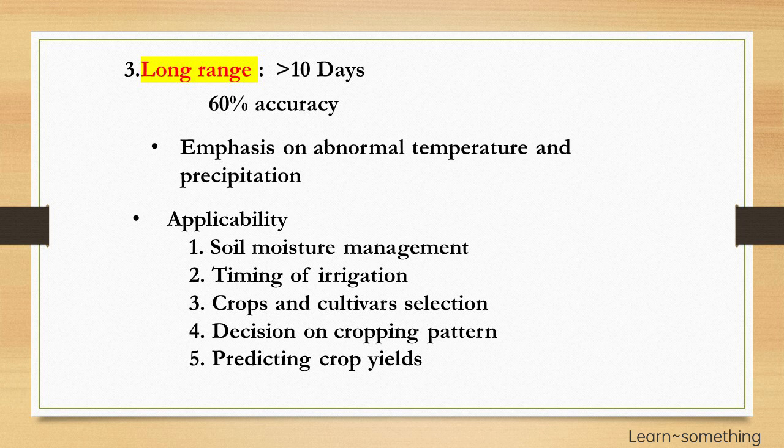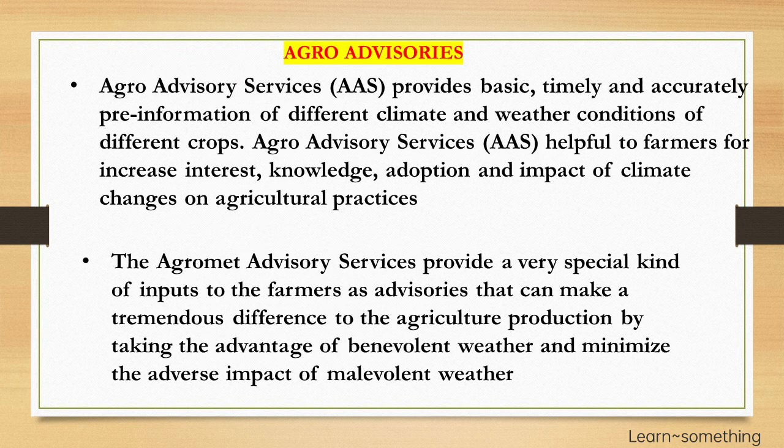Third one is the long range weather forecast. It has a validity of more than 10 days. It has an accuracy of 60%. It emphasizes abnormal temperature and precipitation. It has applicability to soil moisture management, time of irrigation, crop and cultivar selection, decisions on cropping pattern, and predicting crop yields.